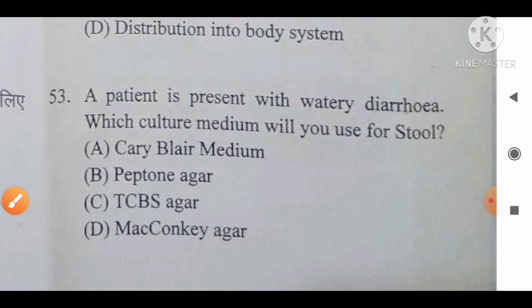A patient is present with watery diarrhea. Which culture medium will you use for stool? And the options are A, Carry-Blair medium, B, Peptone agar, C, TCBS agar, D, MacConkey agar.